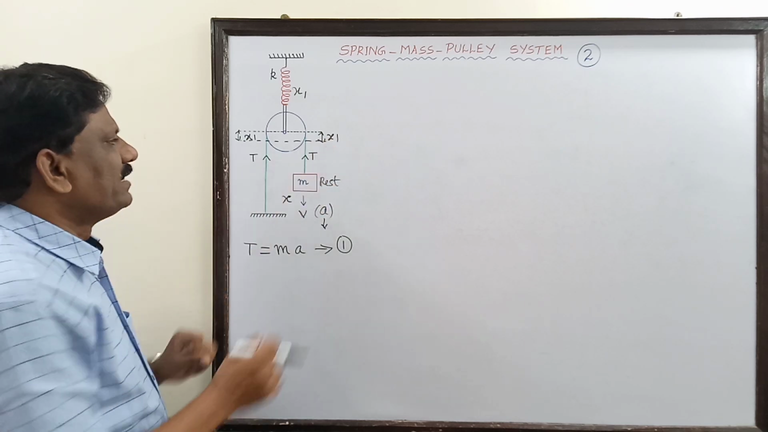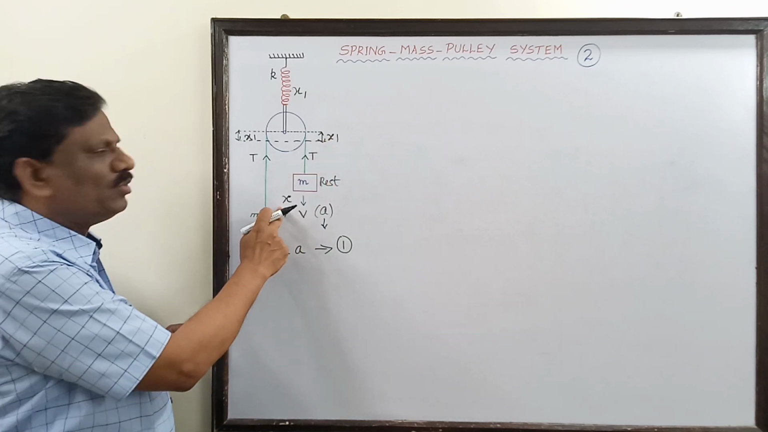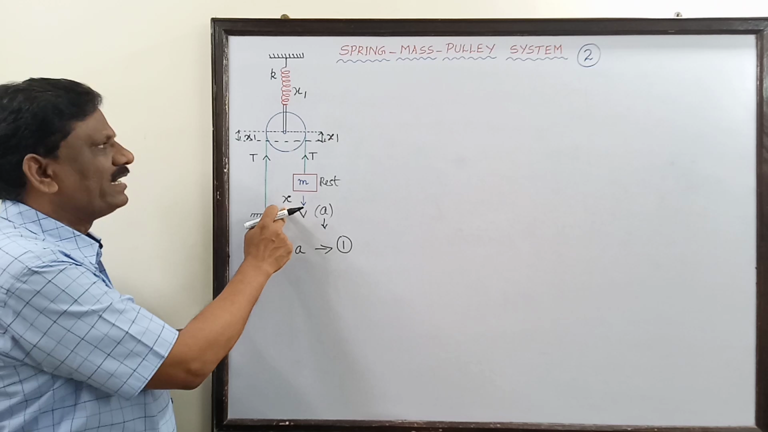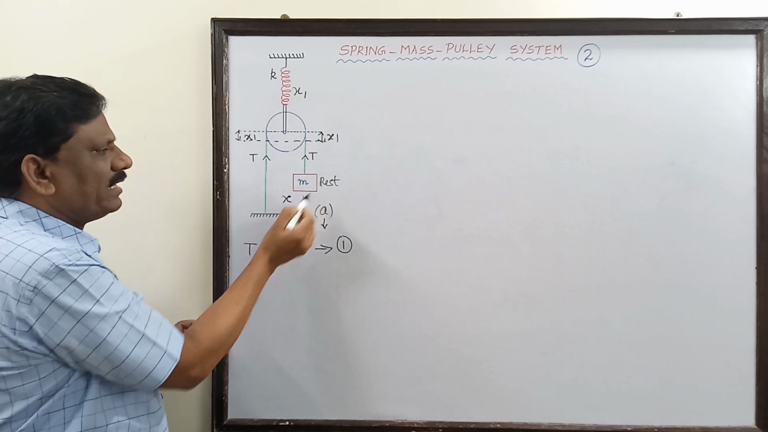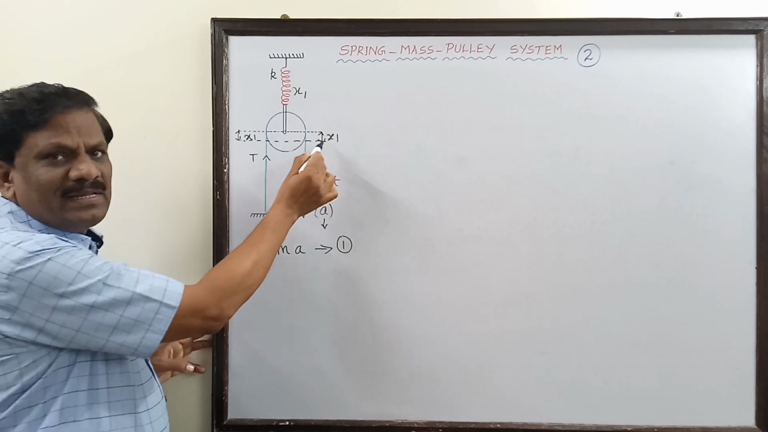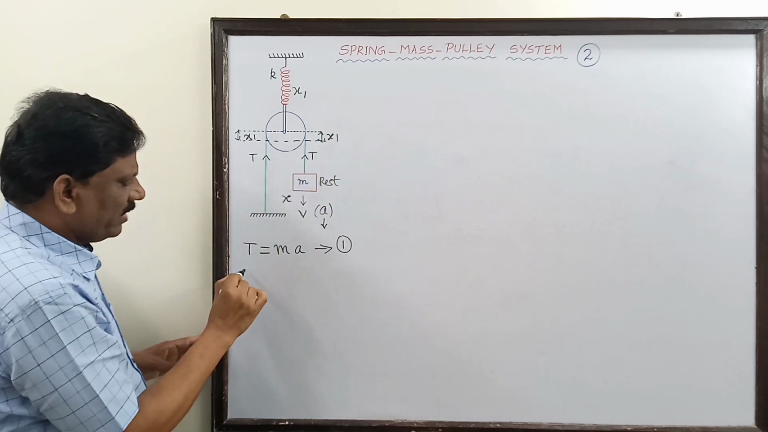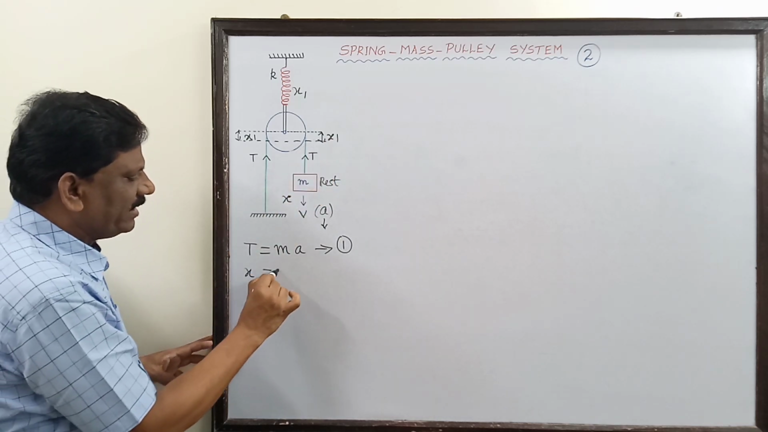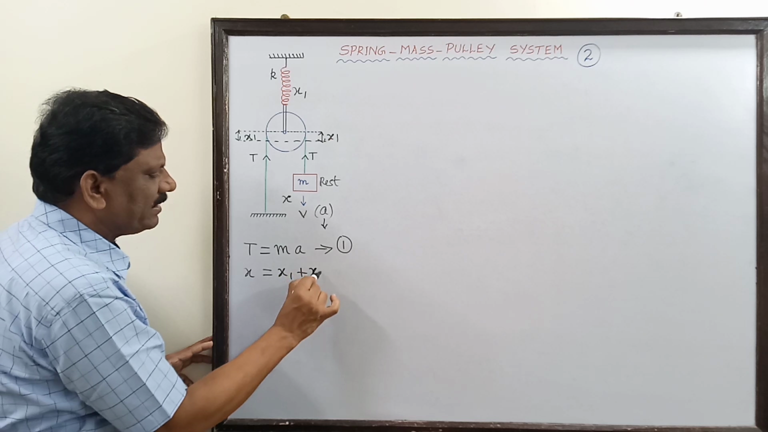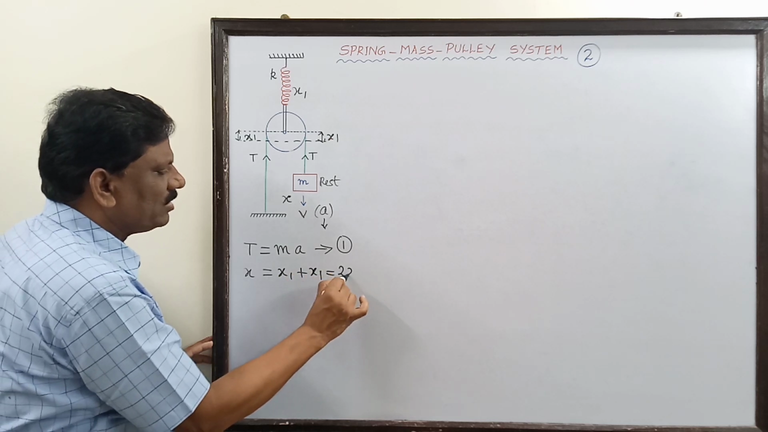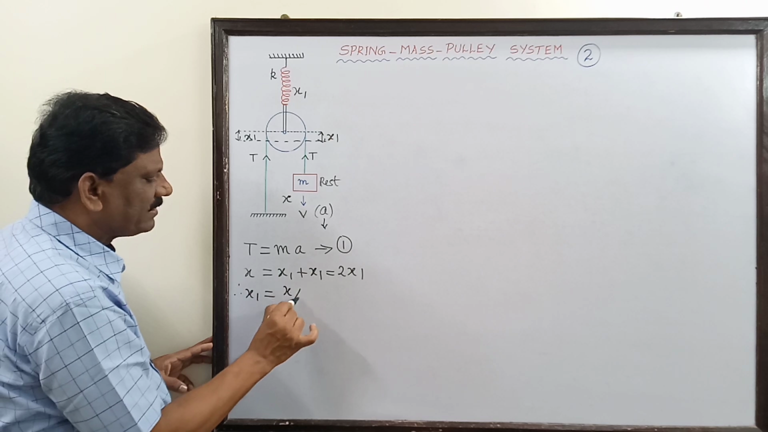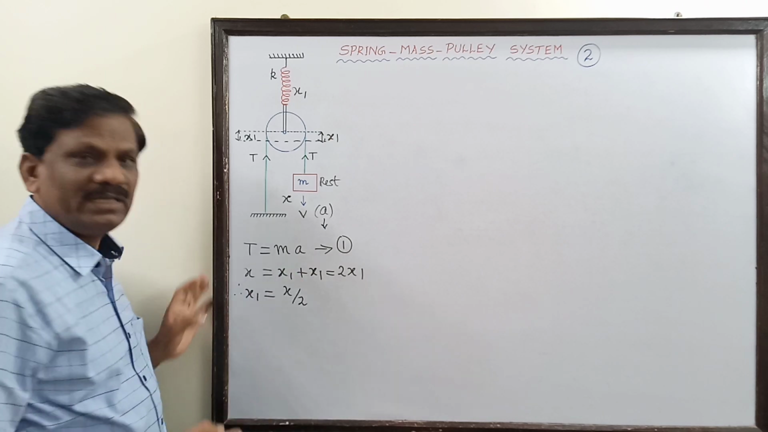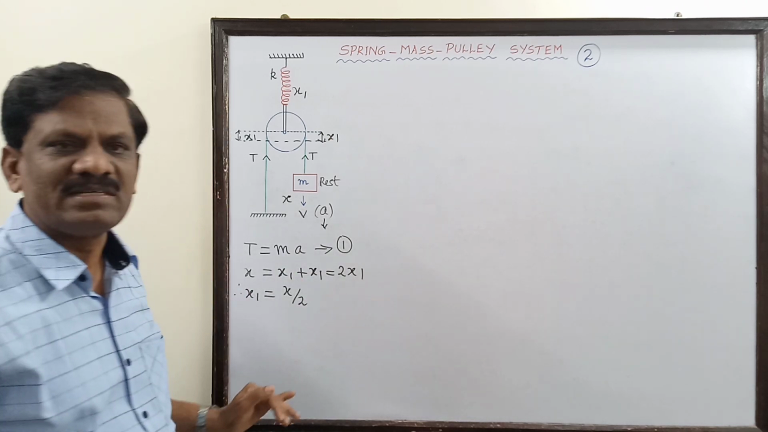So there is a relationship between the distance moved by the mass x in the downward direction and the distance moved by the pulley. Here x must be equal to x1 plus x1. So I will write x is equal to x1 plus x1, which is equal to 2x1. Therefore x1 must be equal to x divided by 2. This is required for us in the next step.